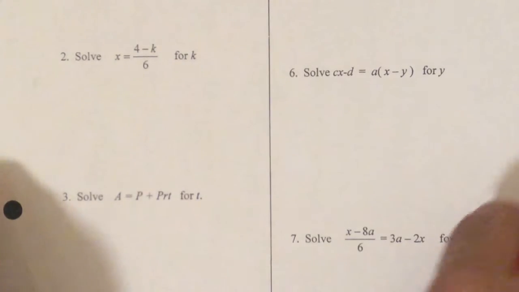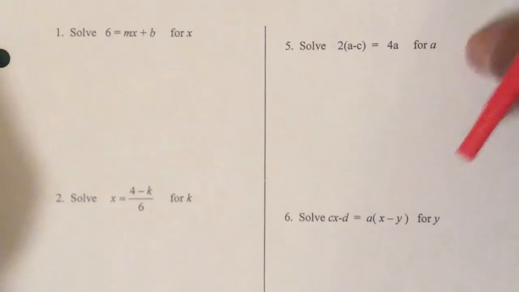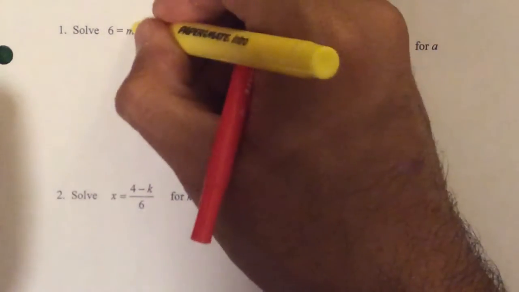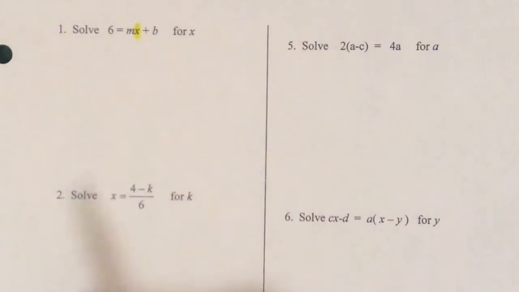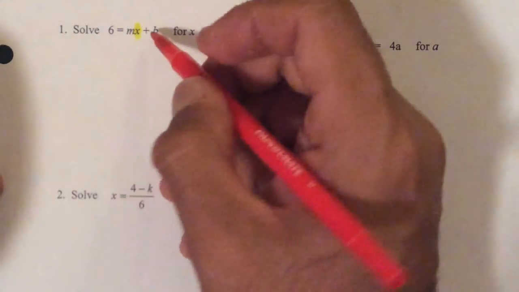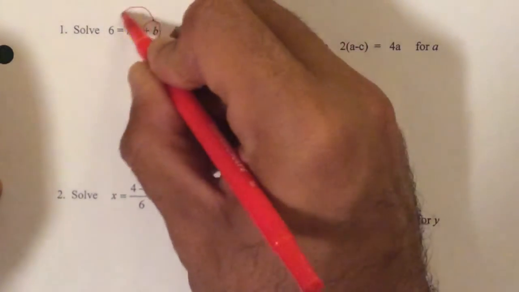Now, let's start with example 1. It says solve 6 equals mx plus b for x. So the first thing I'm going to do is box in or highlight my x because that's what I'm looking for. Now, remember, the first thing I need to do is move the letter that is not beside the x. So that will be the plus b.